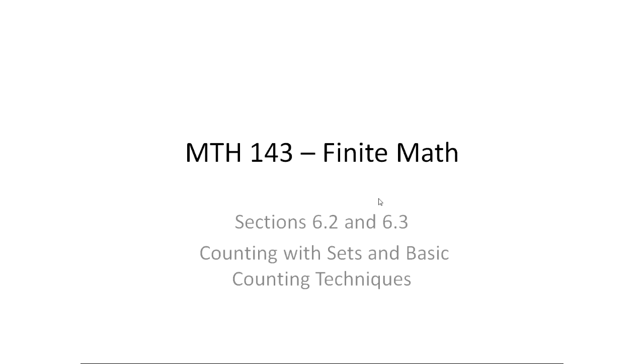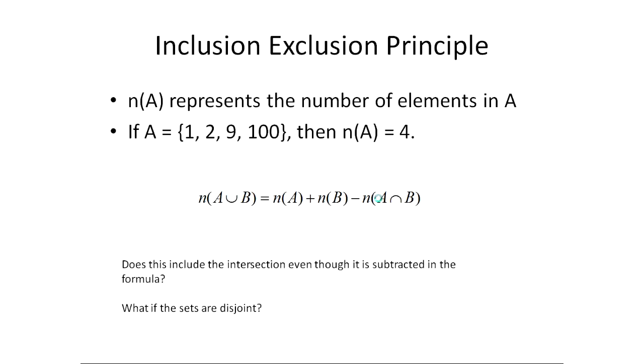So in this next section, we get to see the first rules of counting, the first rules that help us take information, organize it in terms of sets, and then use that to count. So the first rule that we have is called the inclusion-exclusion principle. So a formula you should know. So here, n of whatever set represents the number of elements in that set.